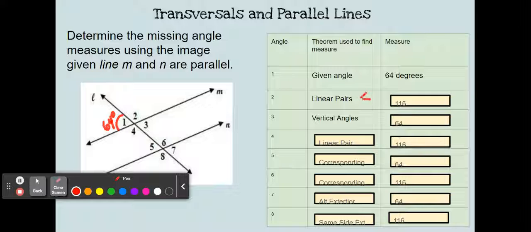2, you can see, is a linear pair to 1. So 2 is going to be 180 minus 64, or 116 degrees. Angle 3 is a vertical angle. So it's a vertical angle to 1. Remember, vertical across the lines. So 3 is 64.